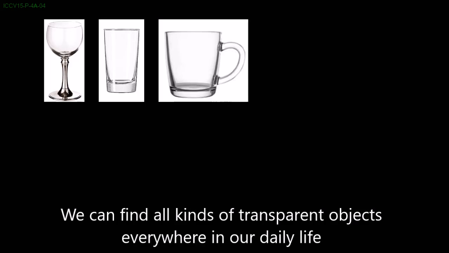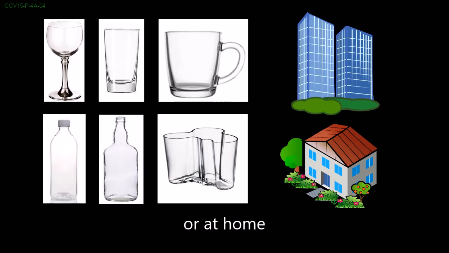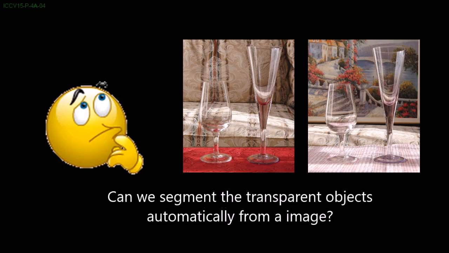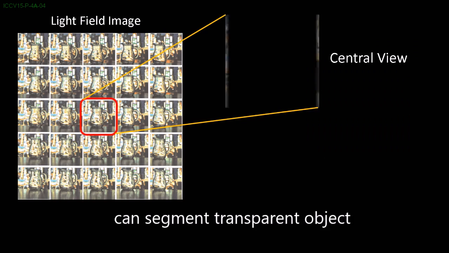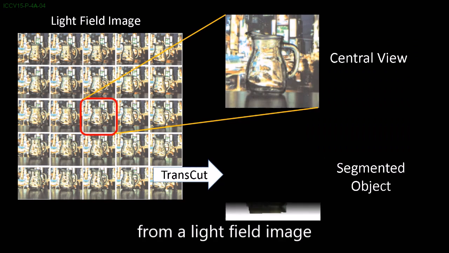We can find all kinds of transparent objects everywhere in our daily life, in the office or at home. Can we segment the transparent objects automatically from an image? Our proposed method, TransCut, can segment transparent objects from a light-field image.